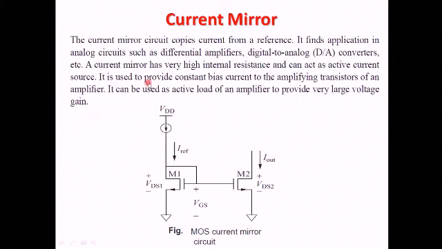It is used to provide constant bias current to the amplifying transistors of an amplifier. It is used as active load of an amplifier to provide very large voltage gain. Now this is the diagram of an MOS current mirror circuit. Here M1 and M2 are the two transistors, and we will see how these are operating.